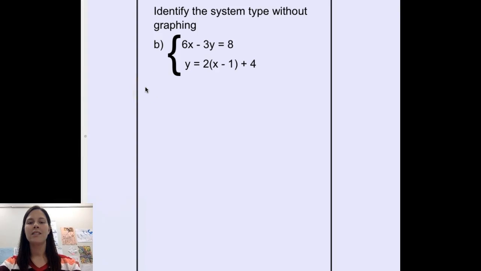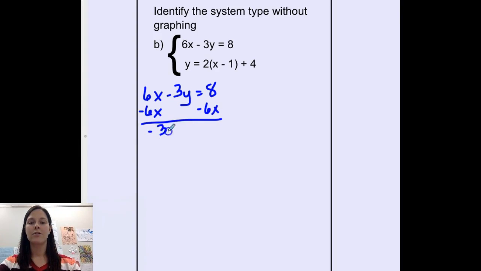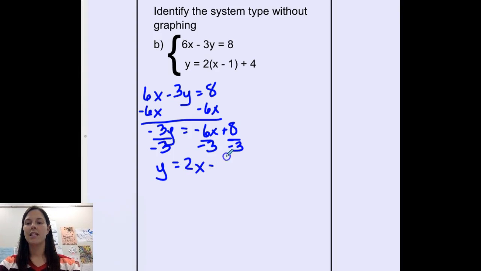Our next set of equations, neither one of these are entirely solved for y, so we'll take a look at this first one, canceling that 6x from both sides, leaving us, keeping track of those negative signs, with negative 3y equals negative 6x plus 8. To finish getting y alone, we'll divide everything by negative 3. Again, keeping track of those negative signs as we divide. Negative divided by a negative is positive. 6 divided by 3 is 2. Positive divided by a negative is negative, and 8/3 does not simplify.